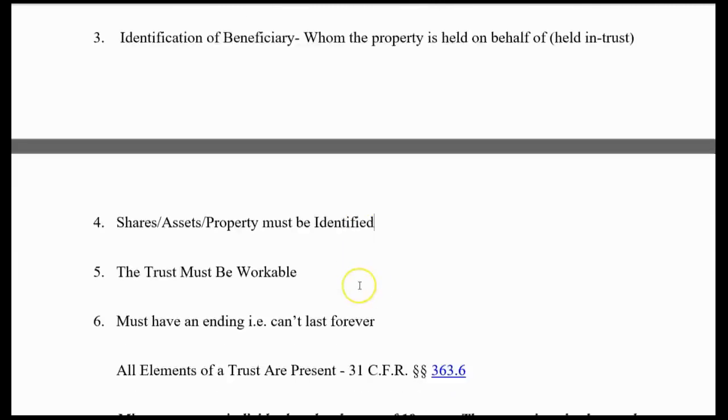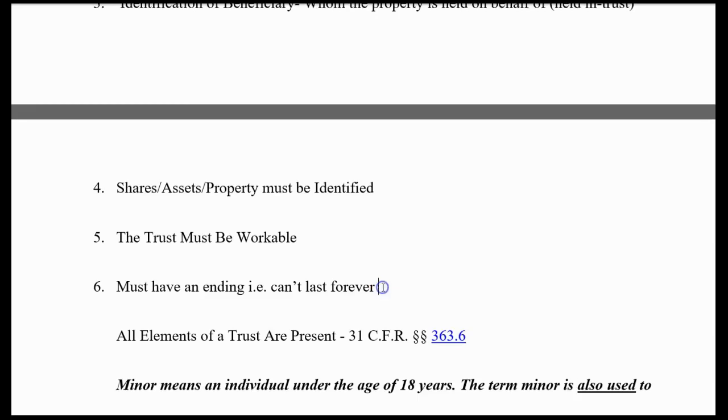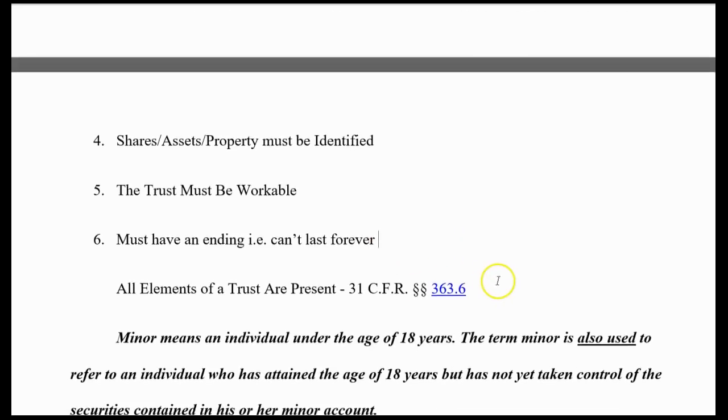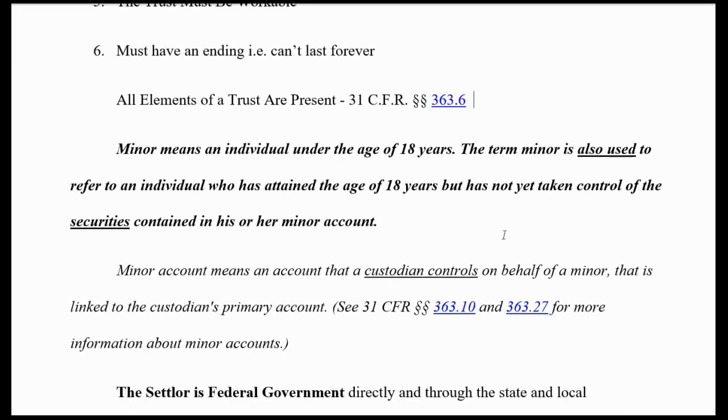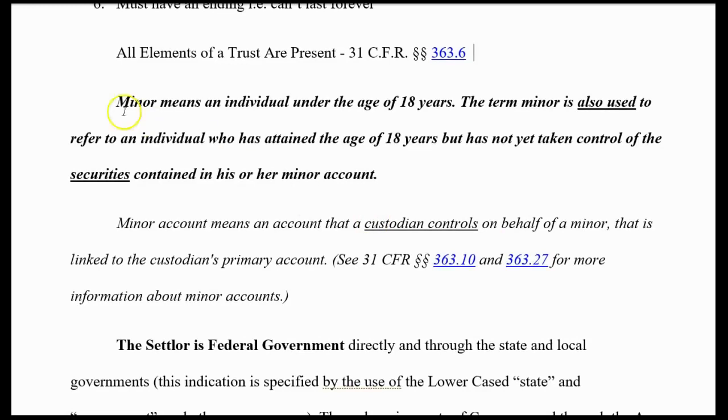The trust must be workable. You know, they can work it, they can manage it. They must have an ending date. Can't last forever. Of course, when you die, it ends, right? So again, elements of the trust. We will go back to this again.